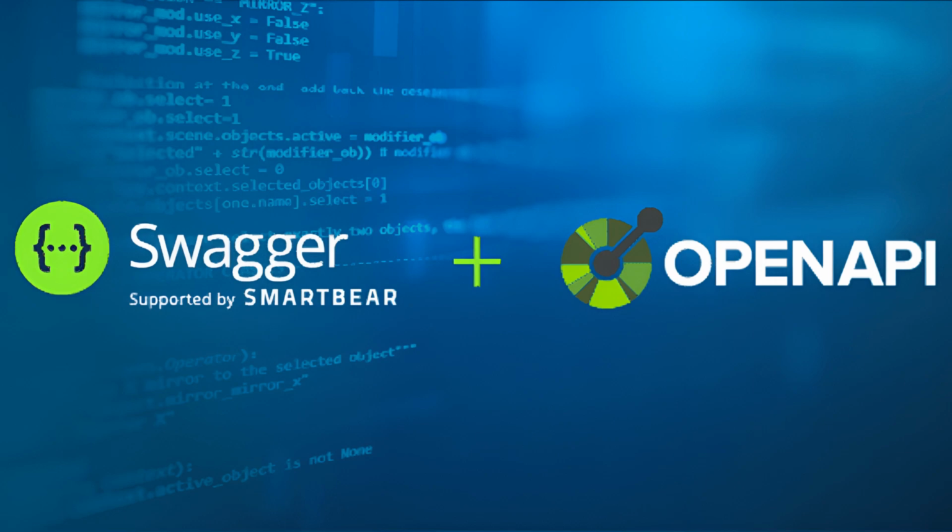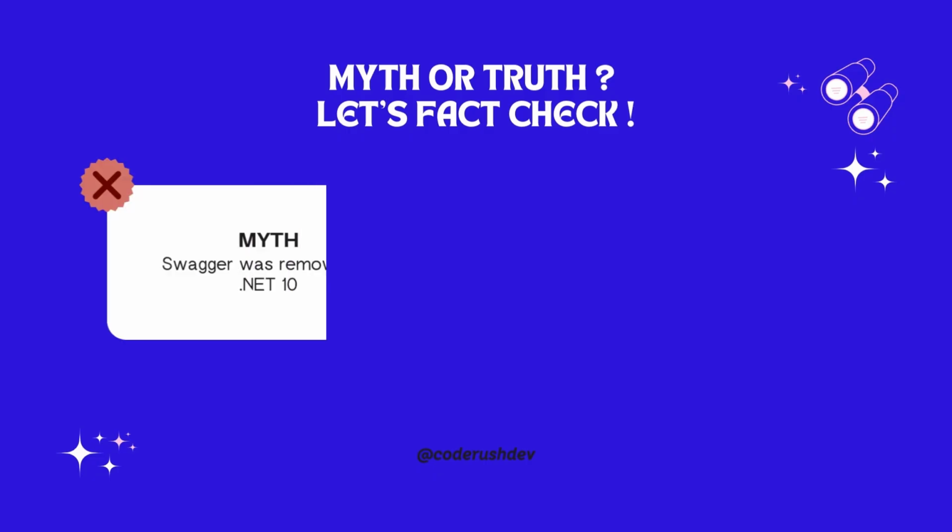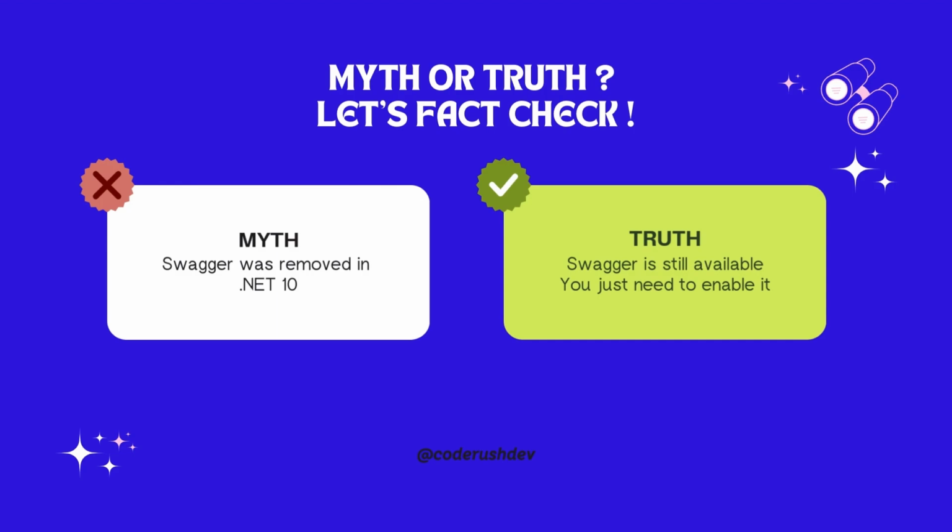If you just created a new ASP.NET Core Web API using .NET 10 and suddenly the Swagger is gone, don't panic. We'll explain why Microsoft did this and show you exactly how to bring Swagger back in less than 3 minutes. Alright, quick clarification. Swagger was not removed from ASP.NET Core. In .NET 10, Microsoft stopped enabling it by default. They now ship a native OpenAPI generator that produces the API spec, but no UI.